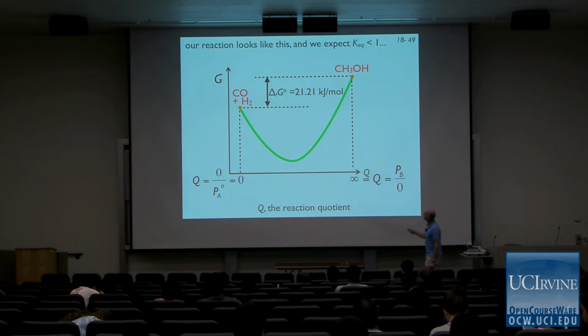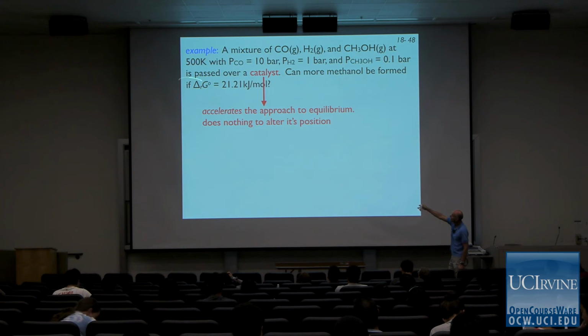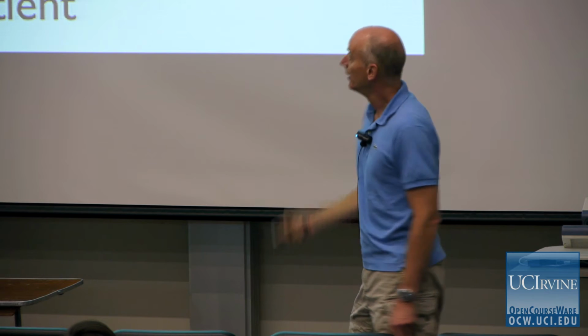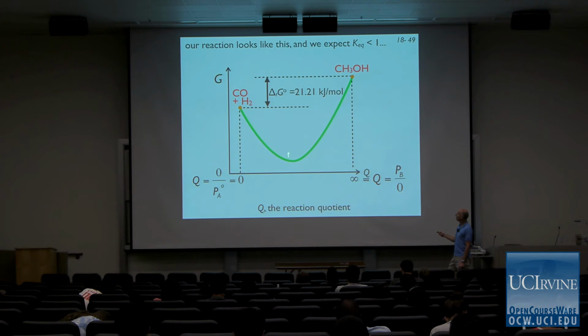Okay, so here's what our picture looks like. We're told the standard reaction Gibbs energy is 21.21 kilojoules per mole. Here's what that looks like. All right, we're uphill compared to where we're starting. It's a positive number. All right, so what do we expect? Well, we expect K is going to be less than 1, right?